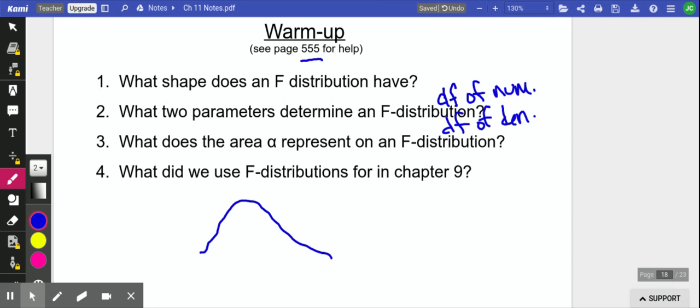The area alpha represents the area to the right. So this would be alpha. That is different than our T and Z distributions. Those alpha is usually area to the left, so this is area to the right.